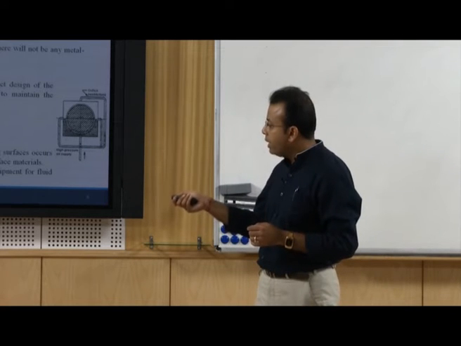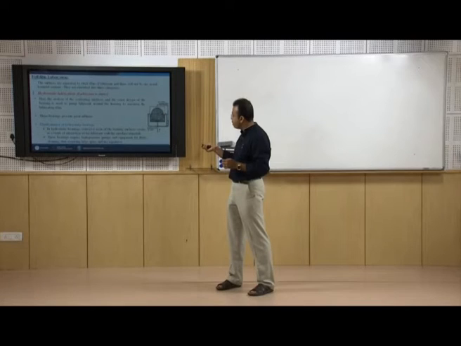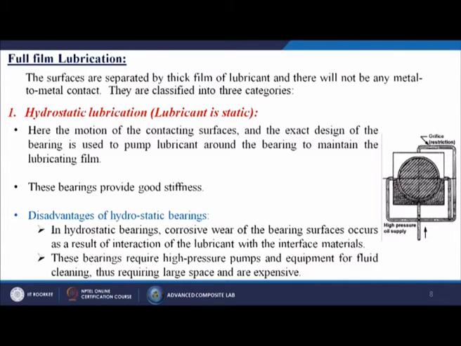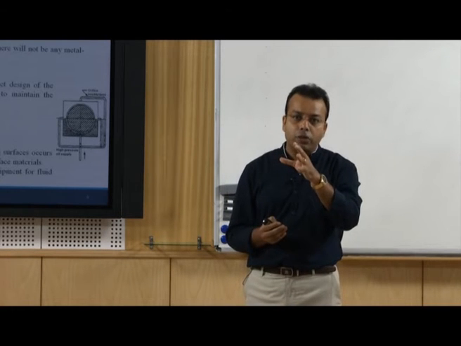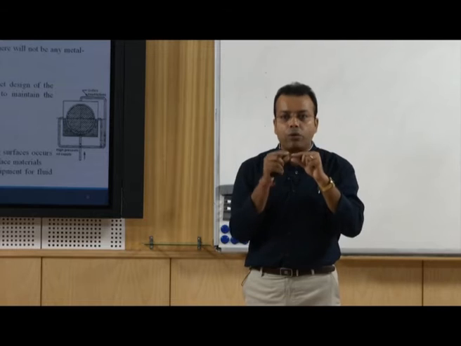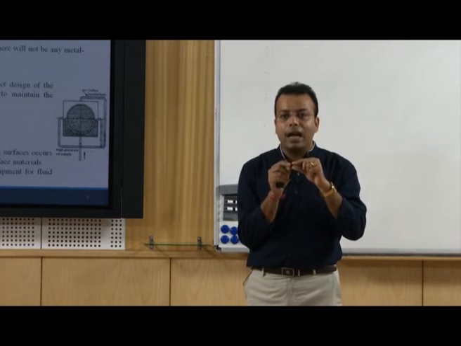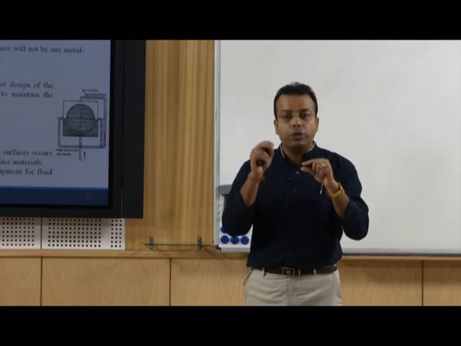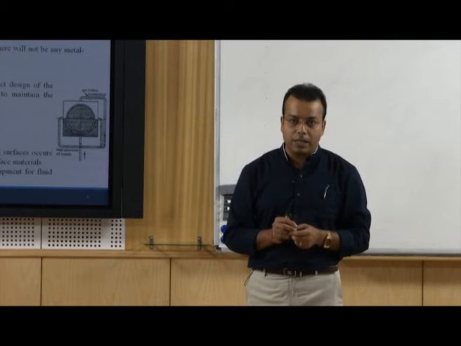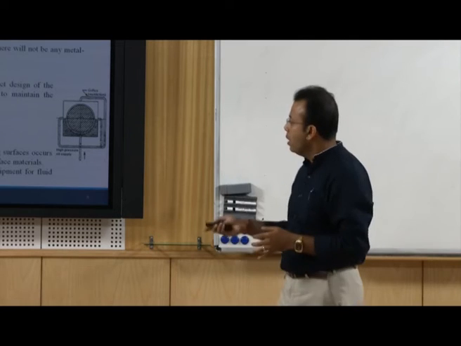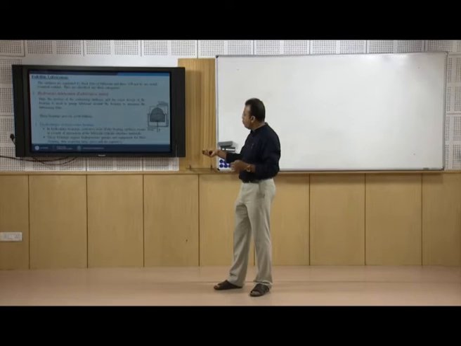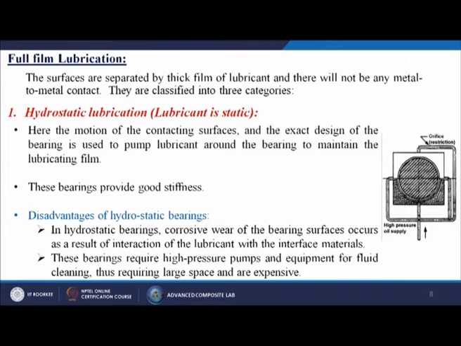What are those? In hydrostatic bearings, corrosive wear of the bearing surface occurs as a result of interaction of the lubricant with the interface materials. These bearings require high pressure pumps because we have to take that liquid and throw it at a high velocity, because there is a very narrow gap between the bearings and the housings. So, that oil should reach in between that space, and you need a high pressure. And equipment for fluid cleaning is needed, thus requiring large space, and it is expensive too.